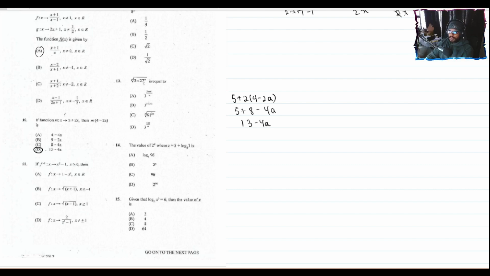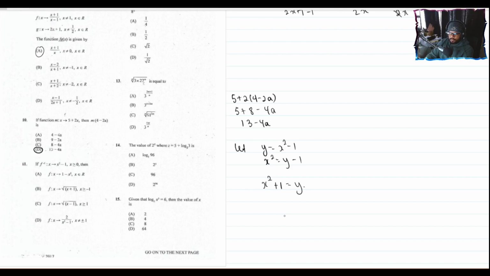If f inverse x is x squared minus 1, where x is greater than 0, then f of x is equal to... one thing you can do here, if I calculate the inverse of an inverse, I'm going to get the function itself. So let's calculate the inverse of f inverse x. Let y be equal to x squared minus 1, interchange x and y. x squared is equal to y minus 1, solve for y. x squared plus 1 is equal to y. So I'm going to get y is equal to x squared plus 1.